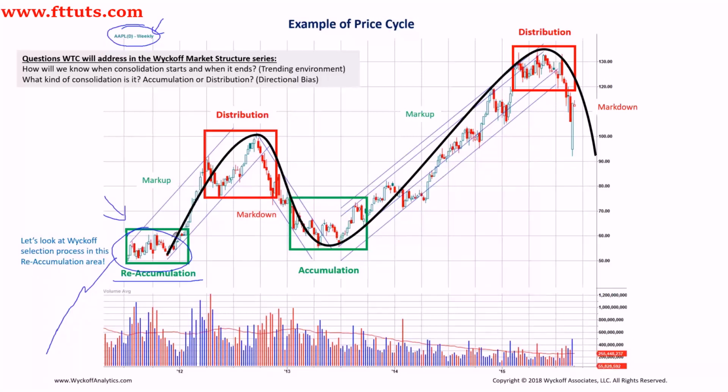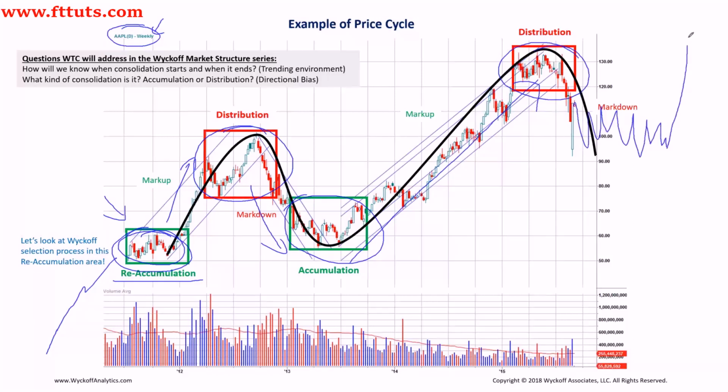And we're seeing how, after the consolidation with the bias to the upside, we have a really good markup phase, distribution after that, which leads us to the new low in 2013, accumulation again, and then the next move to the upside, and distribution again, consolidation in 2016, and you all know what has happened here and what has happened just lately.